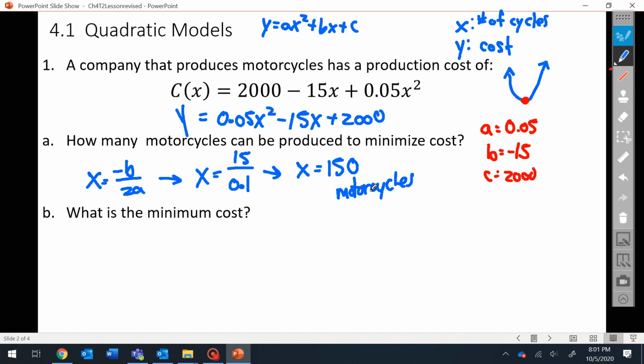Now, we need to figure out what that actual cost is. So we need to take that 150 and substitute it into the equation. So our equation, y is equal to 0.05 times 150 squared, because x squared, minus 15 times 150 plus 2,000.